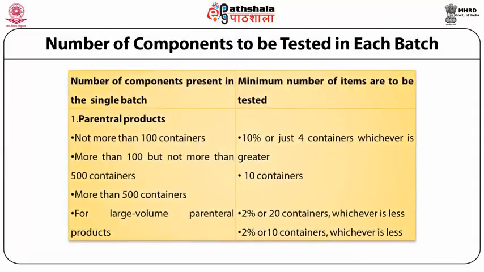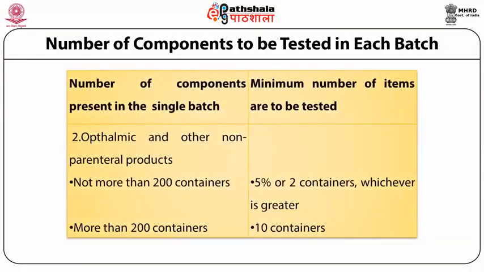Number of components to be tested in each batch: the number of components present in a single batch and the minimum number of items to be tested. First one is parenteral products. Not more than 100 containers, 10% or 4 containers, whichever is greater. More than 100 but not more than 500 containers, 10 containers. More than 500 containers, 2% or 20 containers, whichever is less. For large volume parenteral products, 2% or 10 containers, whichever is greater.